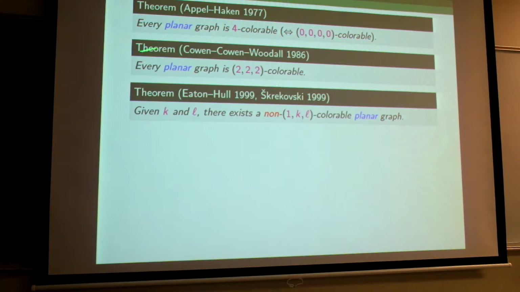So this result by Cowen and Woodall is very sharp. It's sharp in the sense that you can't decrease this 2 to 1. So this is best possible. And this is actually a construction of this planar graph. And I'll briefly explain what's happening.